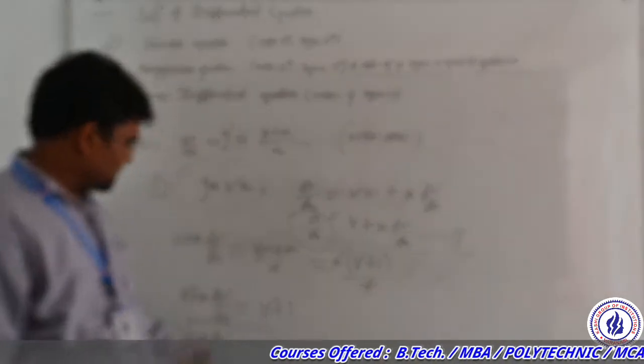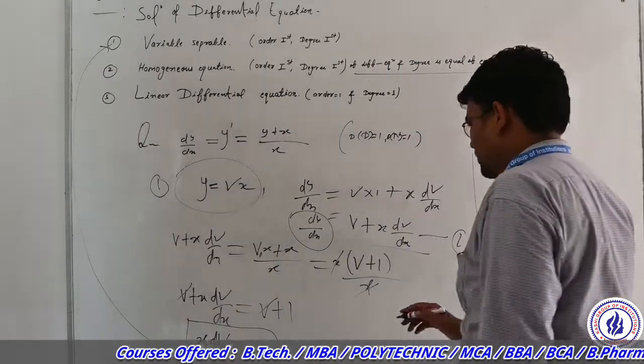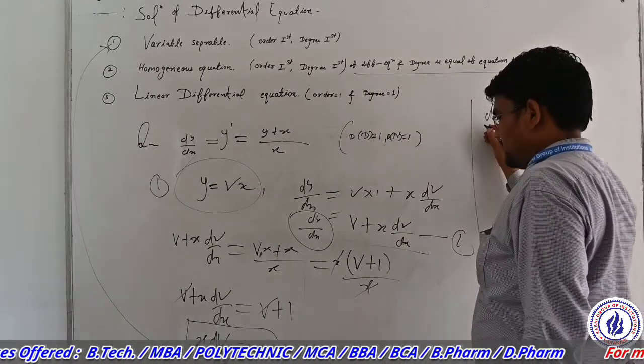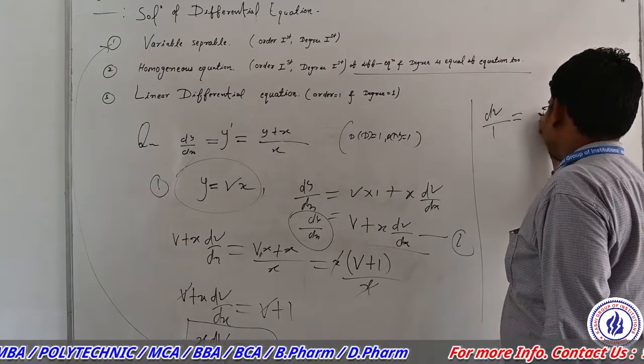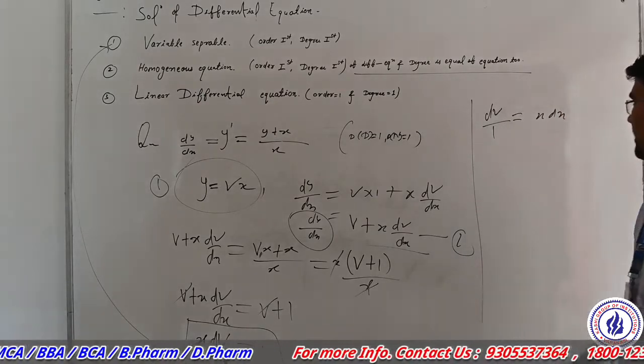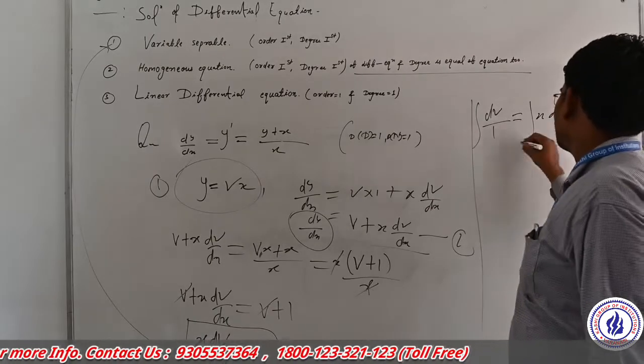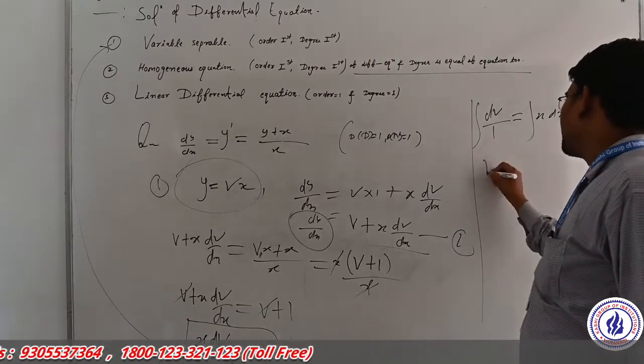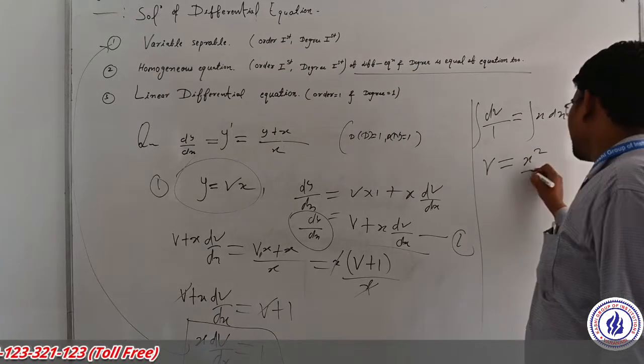So lastly, we have only one step more. If we have v equal to 1, here x dx. So my dear students, all of you can easily see that after integration you easily get its result. What we have: v plus x square by 2.